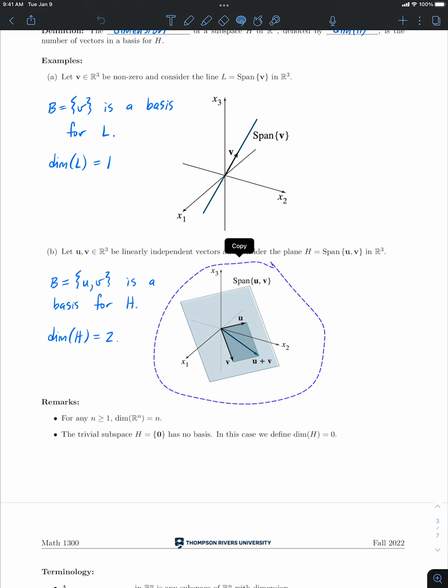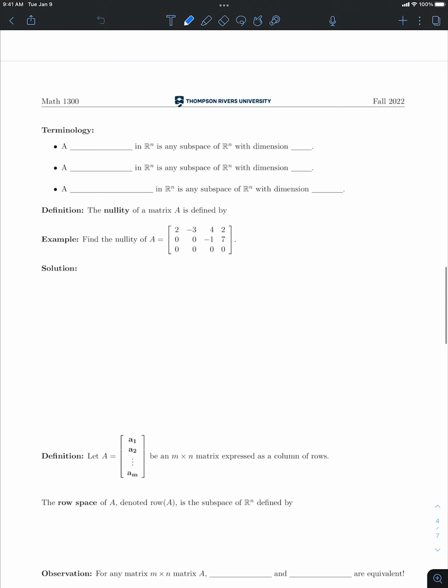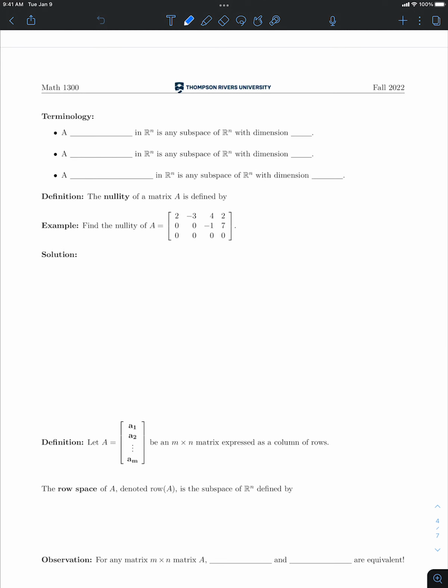So what's a line? It's a one-dimensional subspace of any Rn, right? And a plane is just a two-dimensional subspace of any Rn. So let's add that in now. That's really your official definition of a line. A line in Rn is just a subspace of Rn with dimension 1, and a plane in Rn is just a subspace of Rn with dimension 2.